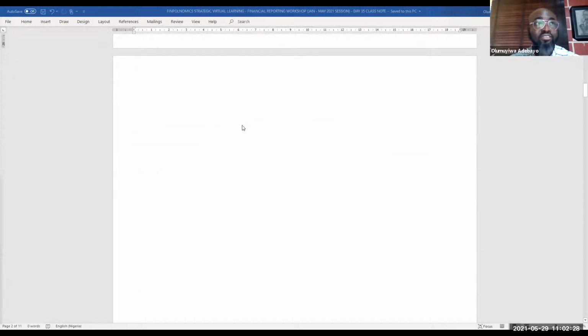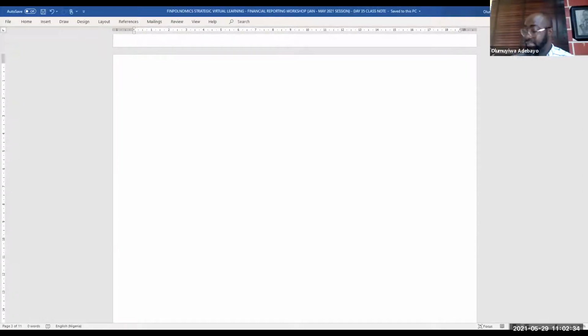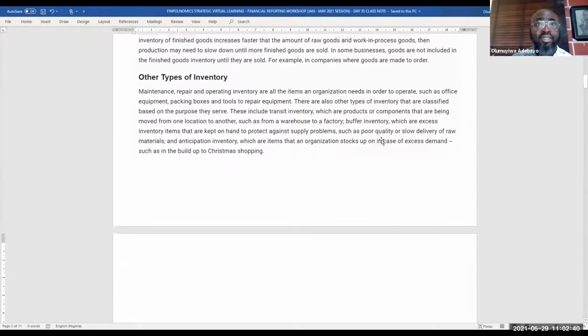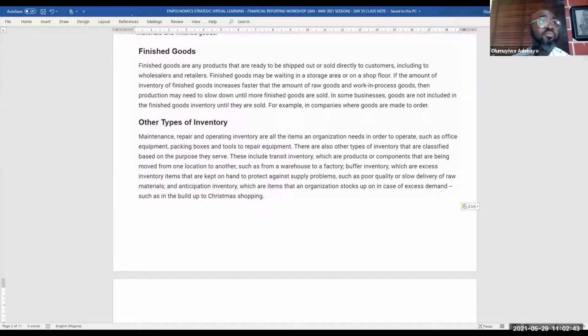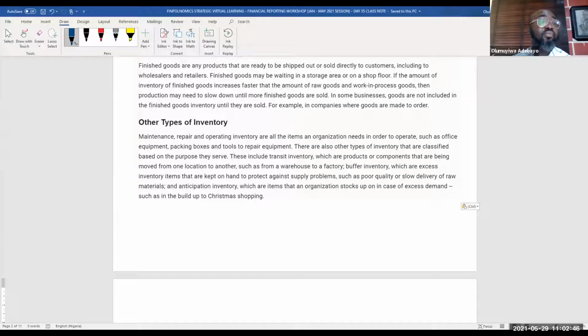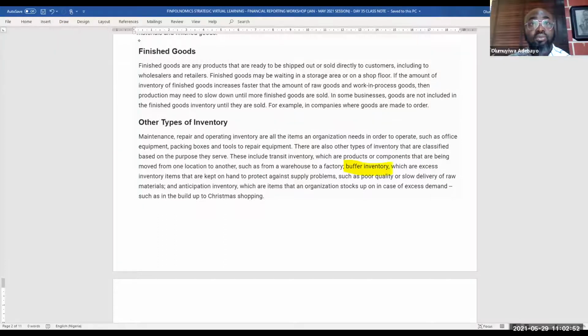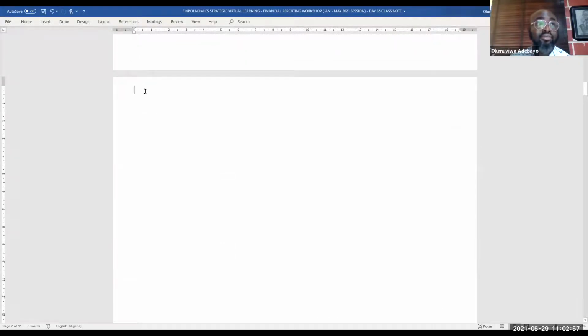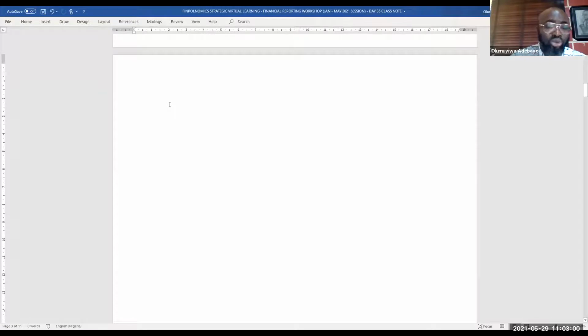Okay, now the next phase of our discussion on this is to look at how we, okay, before then, let me highlight it here. Buffer. What we call buffer stock. Okay, we'll come back to that. But now you know what inventory is. The question then is, how do we measure inventory?